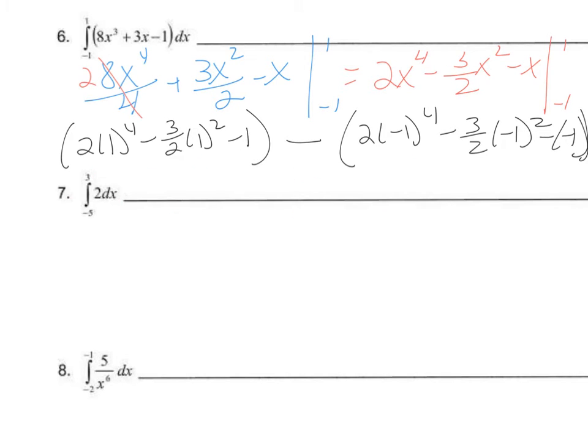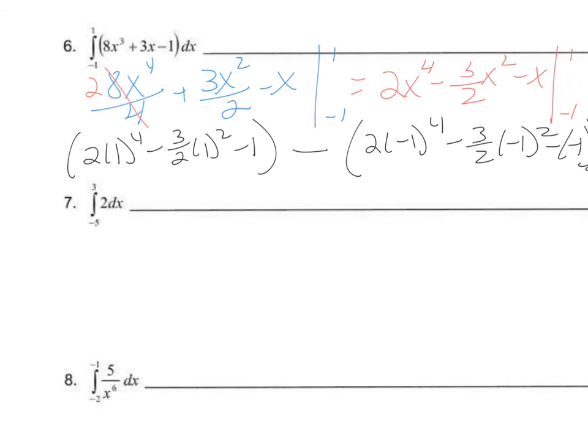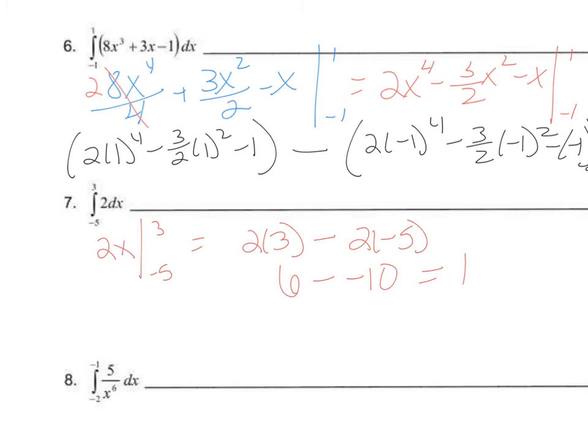Okay, 7's a quick one. The antiderivative of 2 is 2x. Evaluating that from -5 to 3. So I'm going to plug in 3 minus plug in -5. And we get 16.